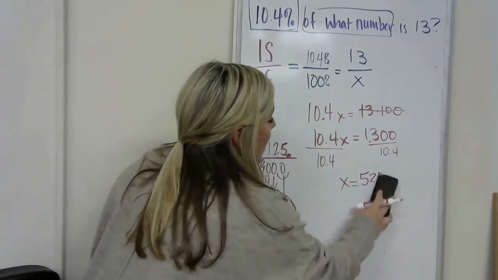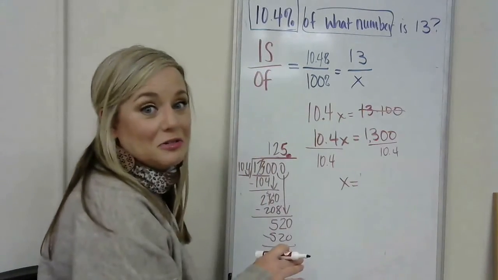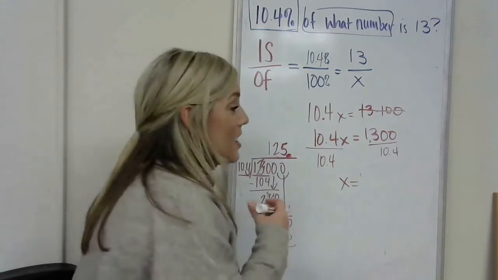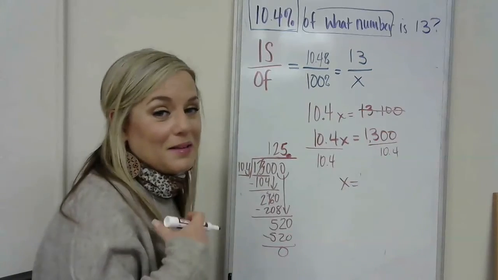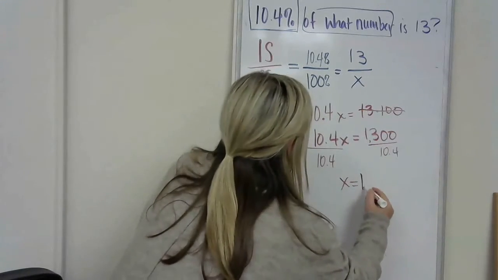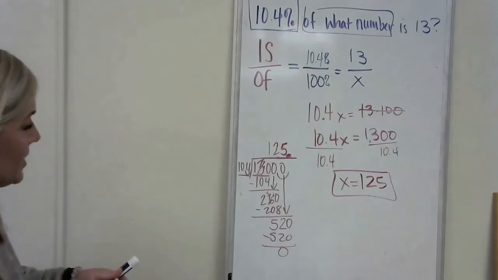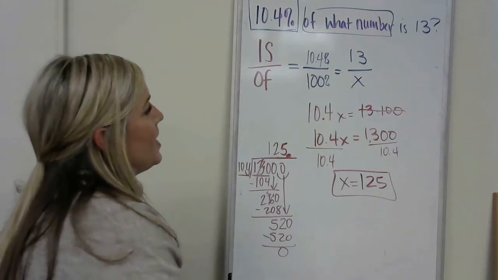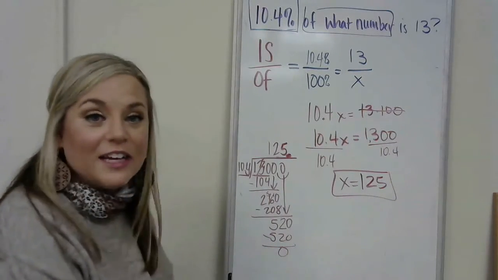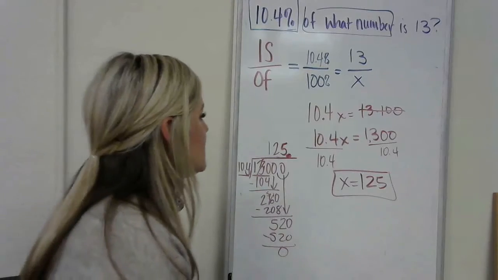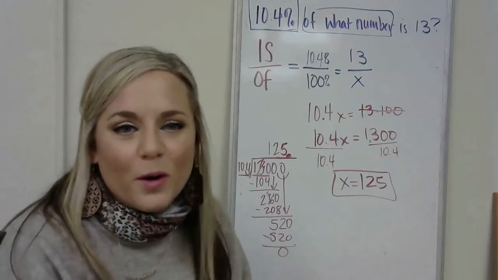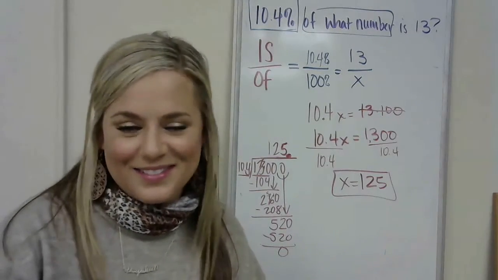I'm sorry. It's Tuesday too. It's not even Monday for me. It's Monday for you guys, but it's not Monday for me. Sorry. All right, 125. I apologize. So 10.4% of 125 is 13. That makes sense. Okay, guys, we're going to do one word problem next, so get ready.